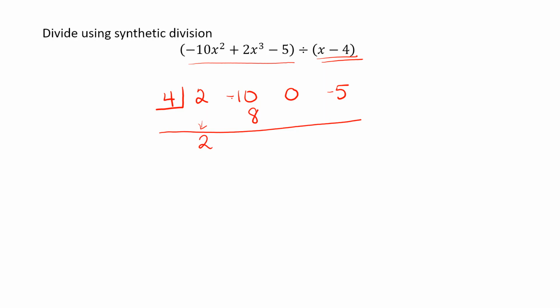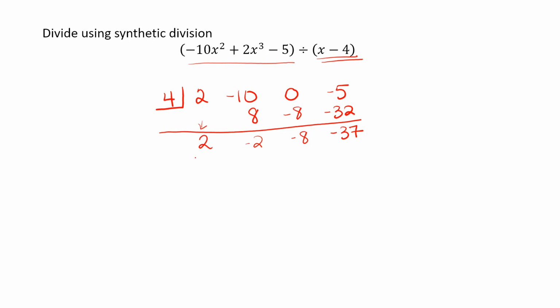Now we add. Negative 10 plus 8 is negative 2. Now we multiply. Negative 2 times 4 is negative 8, and we put that right there. Add 0 minus 8 is negative 8. Multiply again. Negative 8 times 4 is negative 32. That goes right here. And we get negative 37.